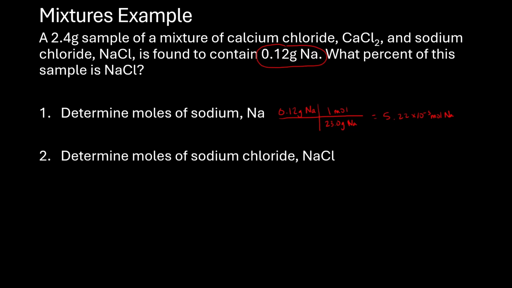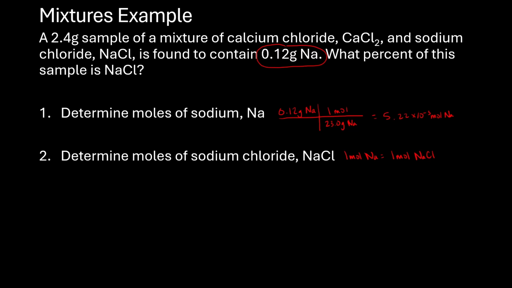And so if you look at sodium to sodium chloride, you're going to notice that there is 1 mole of sodium for every 1 mole of sodium chloride. All right, so it's a 1-to-1 ratio. So that means if we have 5.22 times 10 to the negative 3rd moles of sodium, we also have 5.22 times 10 to the negative 3rd moles of sodium chloride.